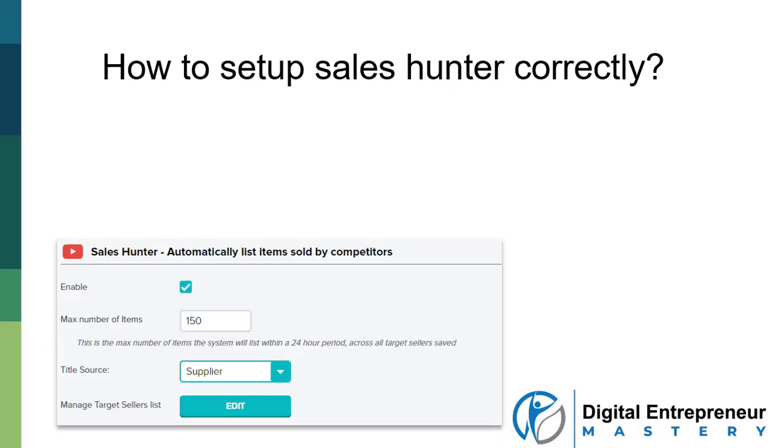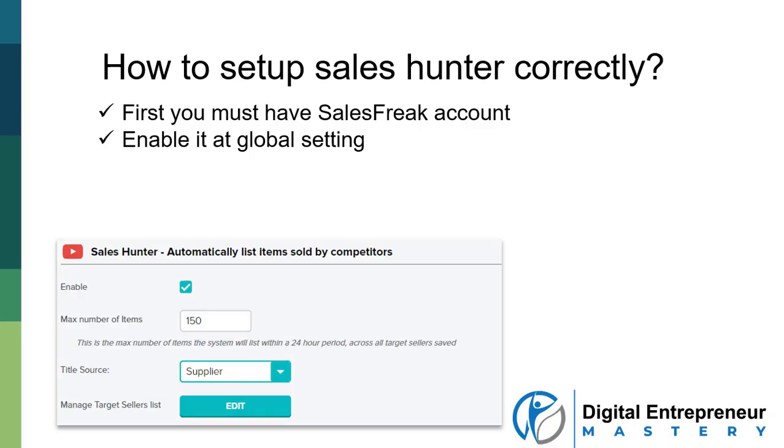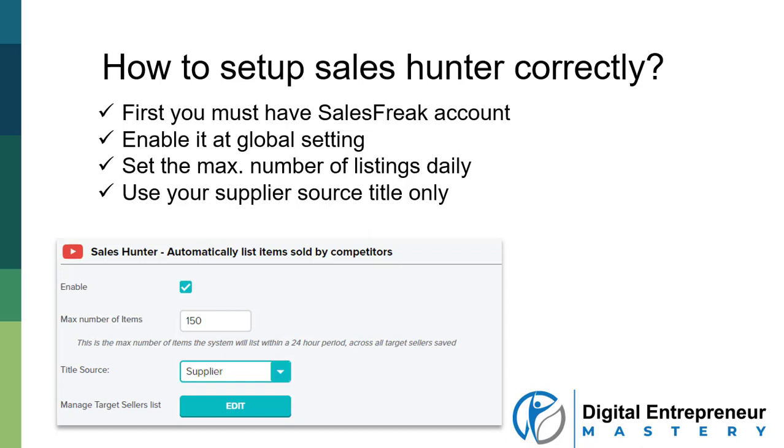So how to set up Sales Hunter correctly? First, you must have a SalesFreak account like I mentioned. And next, you must enable your global settings and set the maximum number of listings that you want to list onto your eBay store daily. Plus, you need to use your supplier source title only. In this case, we are referring to Amazon.com.